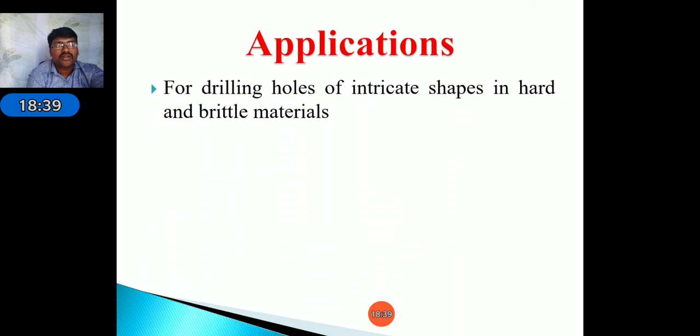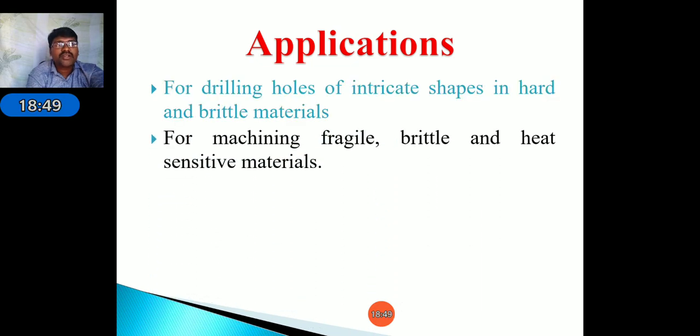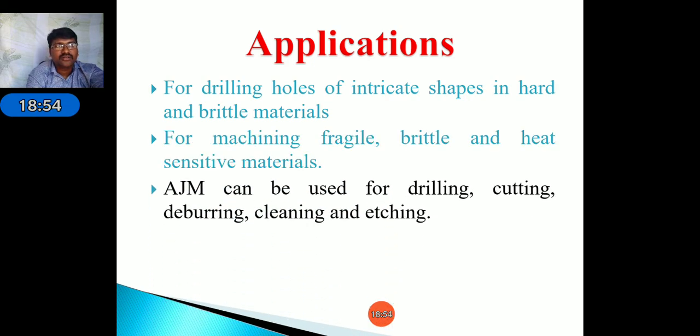Next, applications: drilling holes of intricate shape in hard and brittle materials, and machining fragile, brittle and heat sensitive materials. AJM can be used for drilling, cutting, deburring, cleaning and etching. Mainly it is used in deburring. In deburring we use fine abrasive particles.